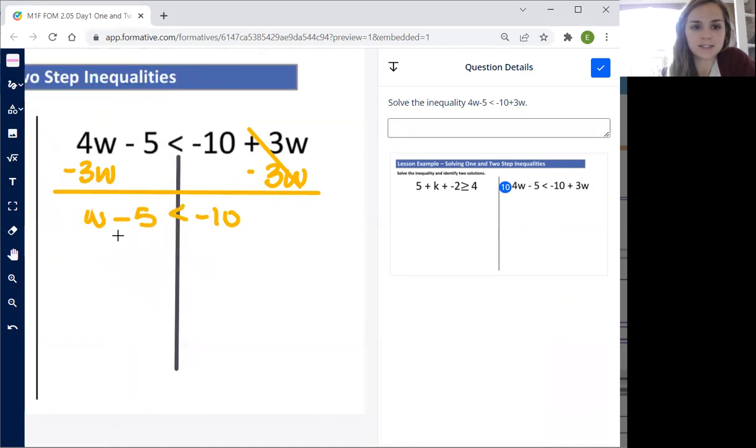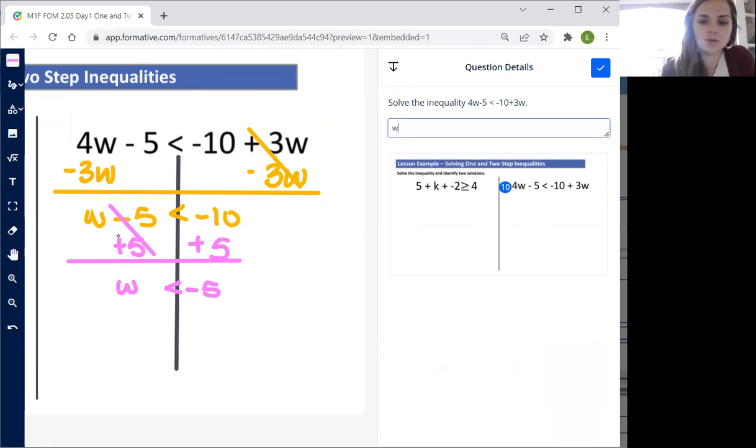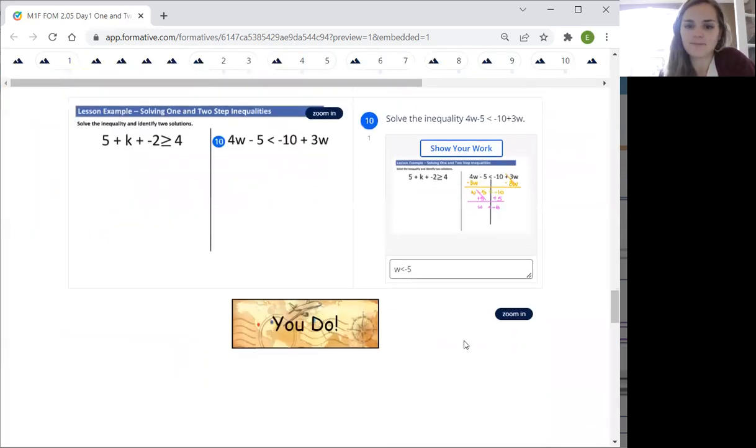Okay, then last but not least, we want to add 5 to both sides. Okay, so that gives us W is less than -5, or -10 plus 5 is -5. So we get W is less than -5. And again, this one does not make you graph it.